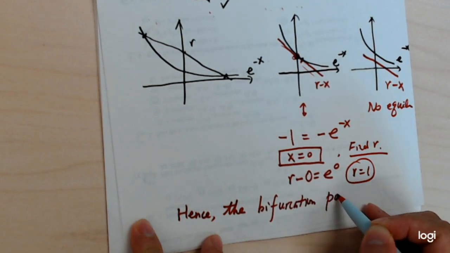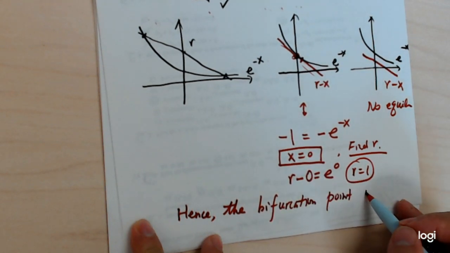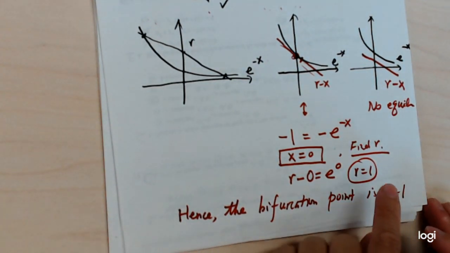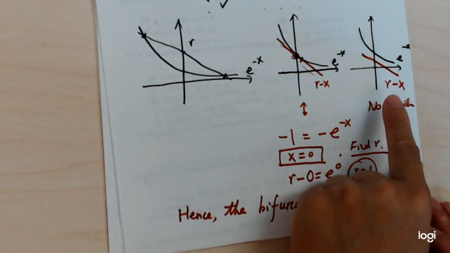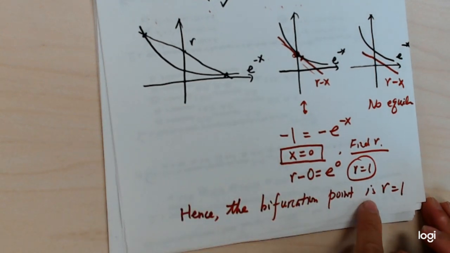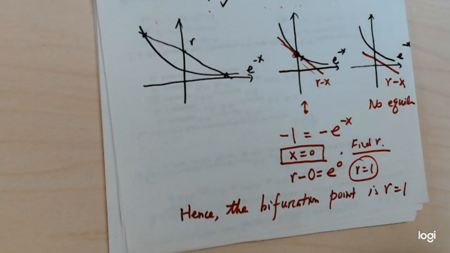So we say the bifurcation point is at r equal to 1. When r is smaller than 1, there is no equilibrium. When r is bigger than 1, there are two equilibria. So this is the bifurcation point. That was one example of a saddle-node bifurcation.